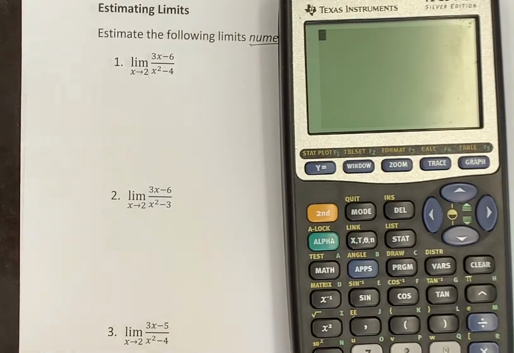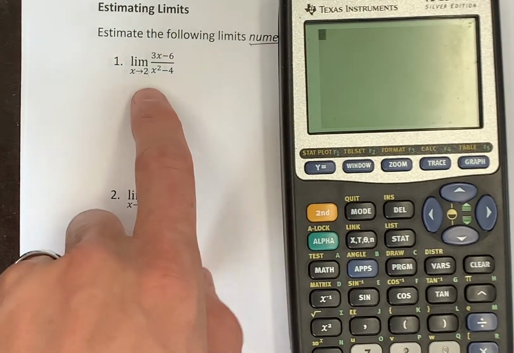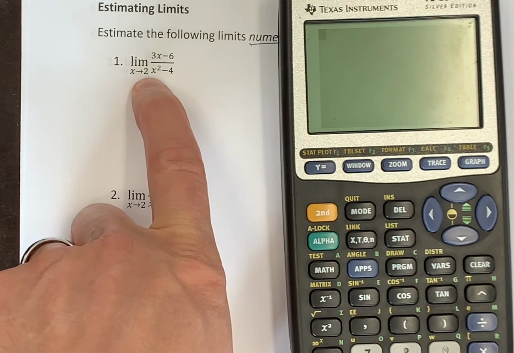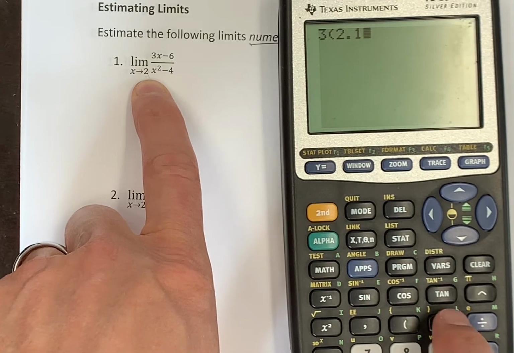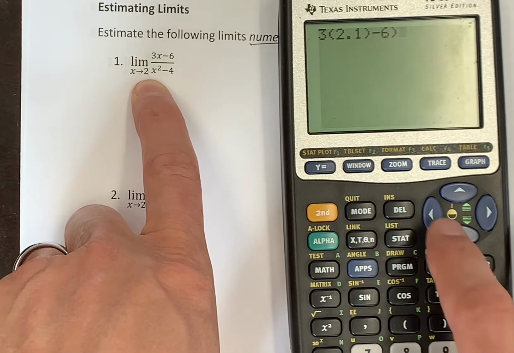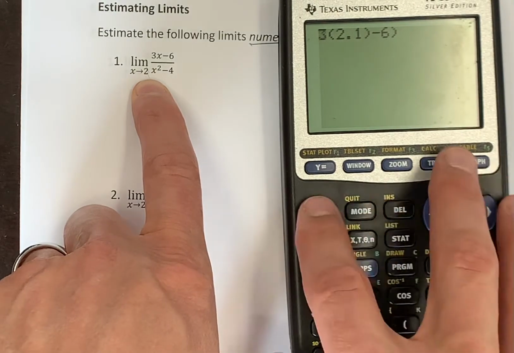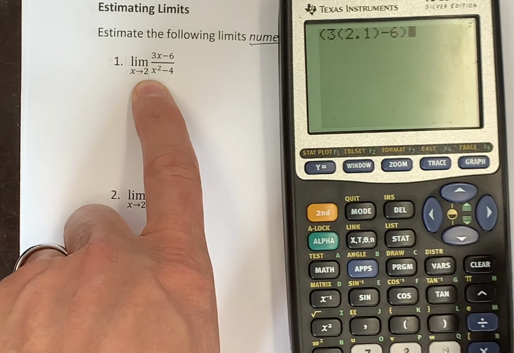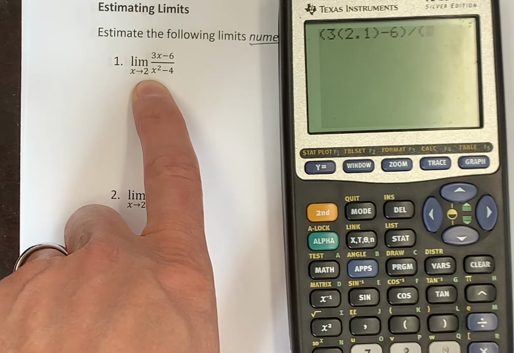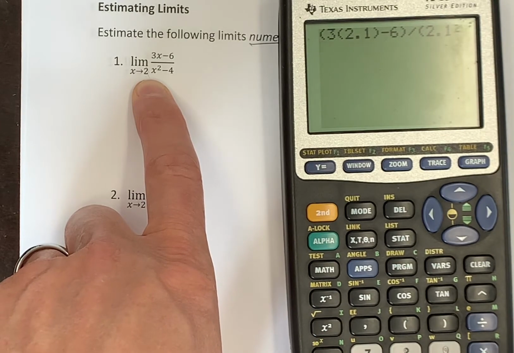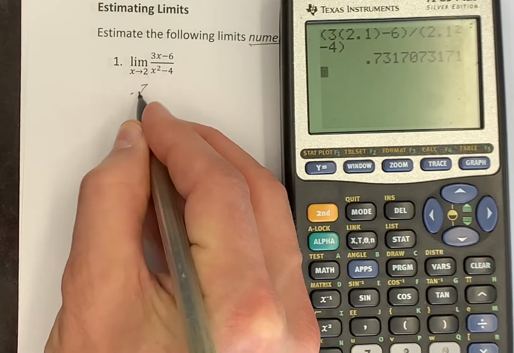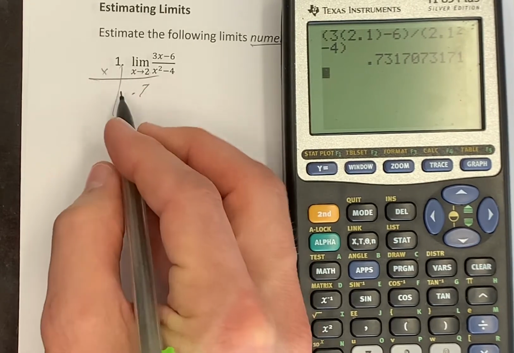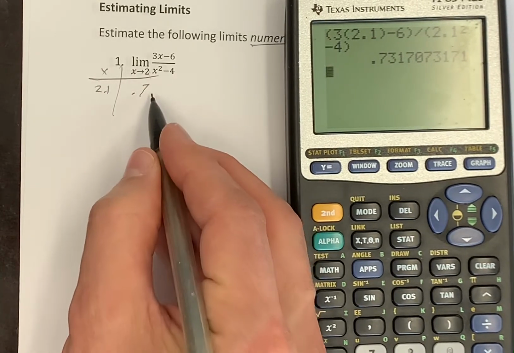Well, if you're going to do it numerically, you've got to plug in numbers. So I can't plug in 2. Limits are near, not at, but maybe I could plug in 2.1. So let's say 3 times 2.1 minus 6. Maybe I need to put parentheses around that whole numerator. Okay, so there's the whole numerator divided by 2.1 squared minus 4. Well, that's coming out to 0.73. So if we had a little table here and this was the x values, at 2.1, it's 0.73.